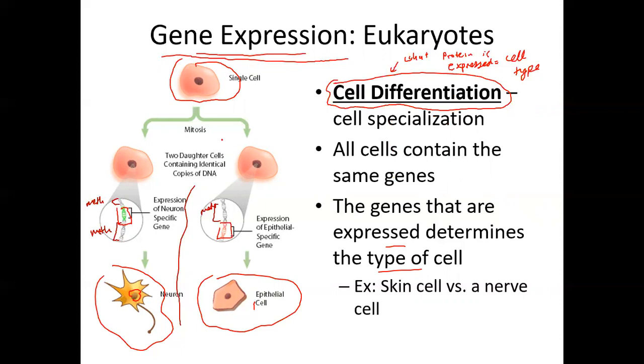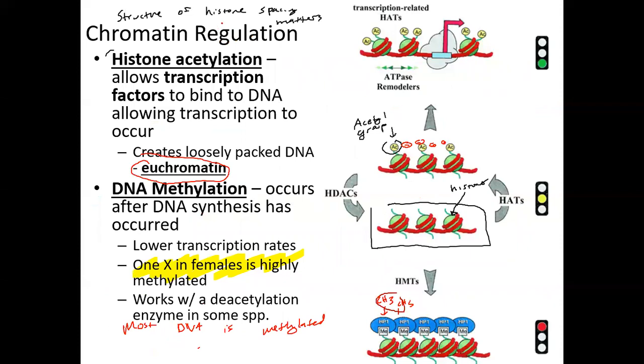So this video is going to be about how does a cell know how to turn on those proteins, and how does it know when to turn off the expression of those proteins? Because all the cells contain the same DNA, it's just what DNA is read that's going to give it a cell type. So this one is getting into what is considered chromatin regulation. So this says the structure of histone spacing matters.